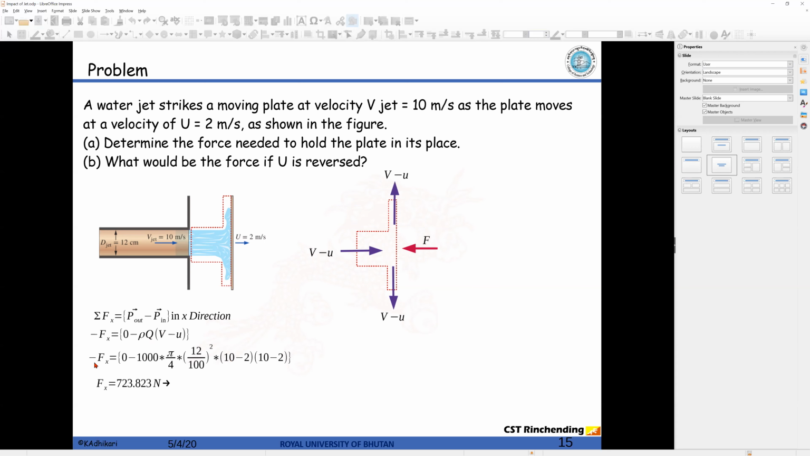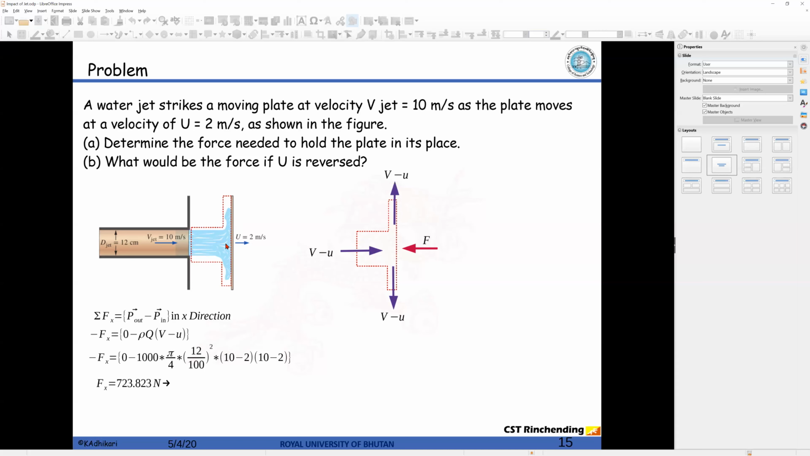Now, if direction is making you confused, that's why I put the actual direction sign. So F of x is the force offered by the jet to the plate, and this is the force offered by the plate on the jet. So this much force in magnitude is required to hold this plate in the first condition.